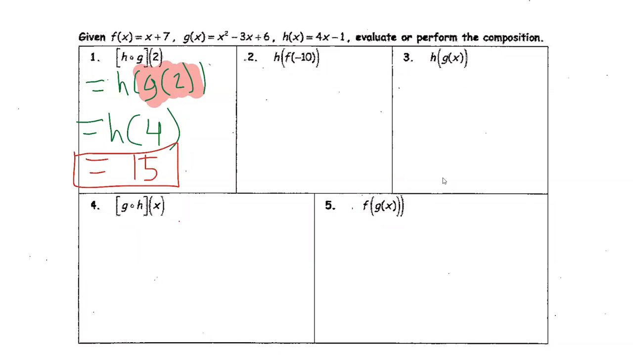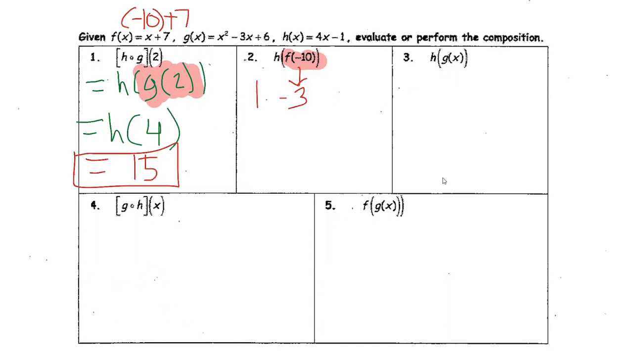For question 2, you want to work out the inside part first, then plug that into the outside function. So you want to figure out what this f of negative 10 equals. Since it's f, you're going to plug that into the first function, f of x. So that would be negative 10 plus 7. If you plug that in your calculator, you're going to see that this is really negative 3.